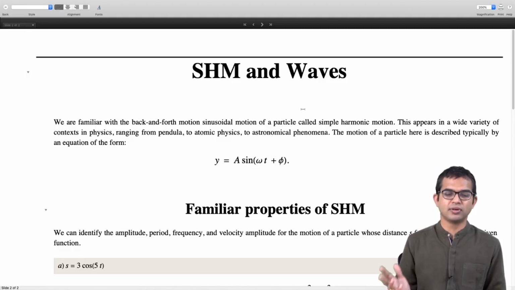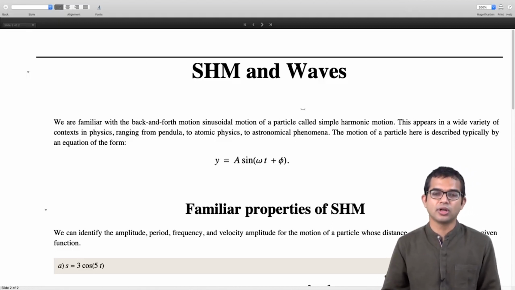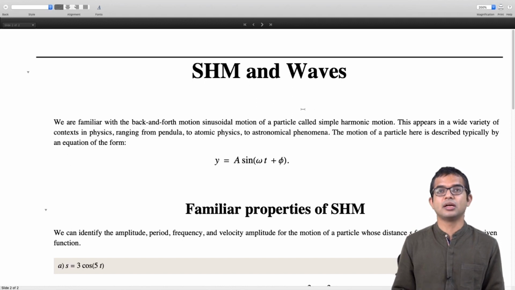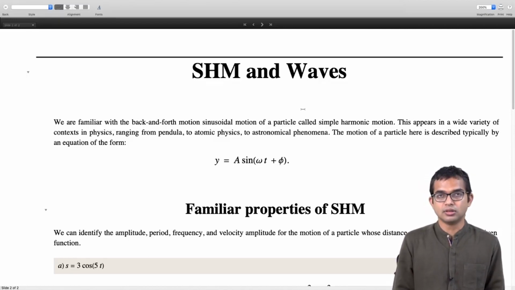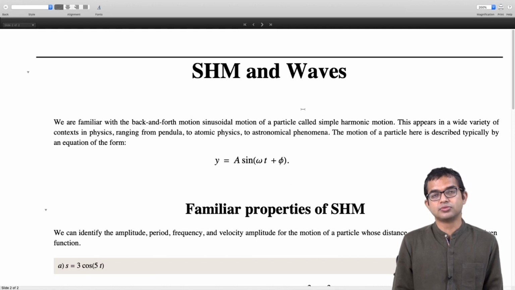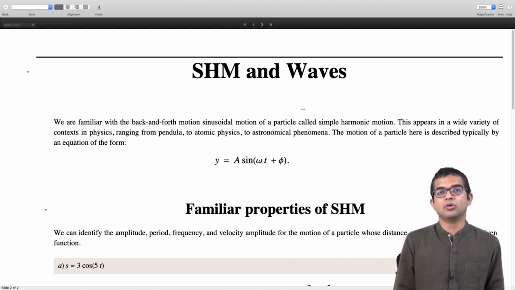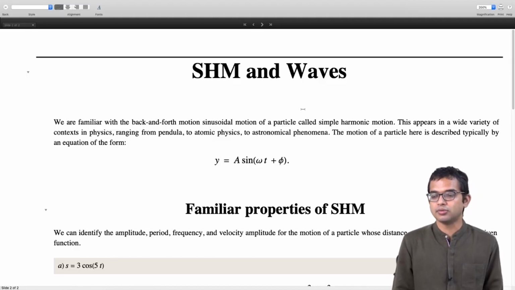It appears in a wide variety of contexts. Harmonic phenomena are ubiquitous, and it's often useful to start with the lowest order effect, which is simple harmonic motion, where we consider that the potential energy has a purely quadratic term, or you can think of it in terms of forces. It's going to involve Hooke's law kind of forces. All very familiar stuff.